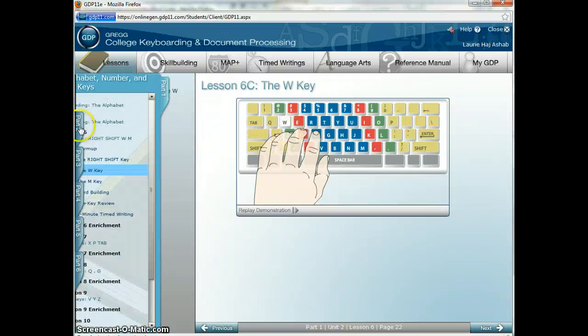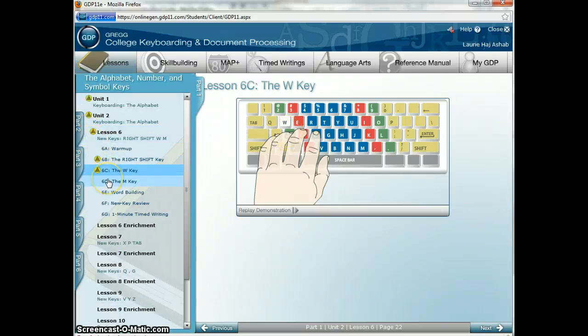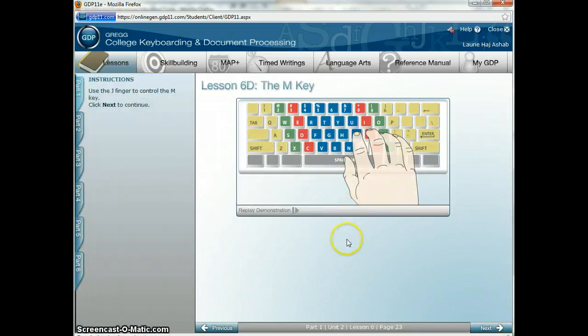All right. Now the last new key for unit number 2 is the M key. For the M key, you're going to be reaching down with your J finger. So it's M, M, M. So I'm reaching down with my J finger. M, go back to the J, M, M, M.